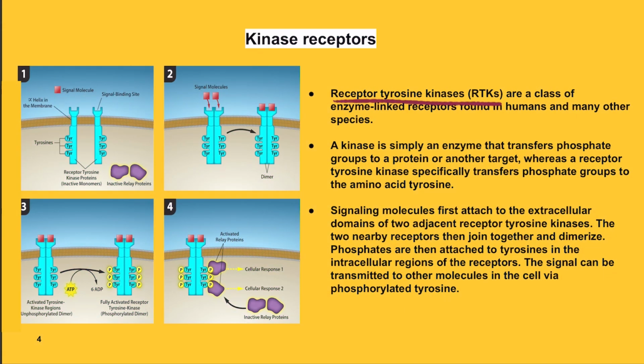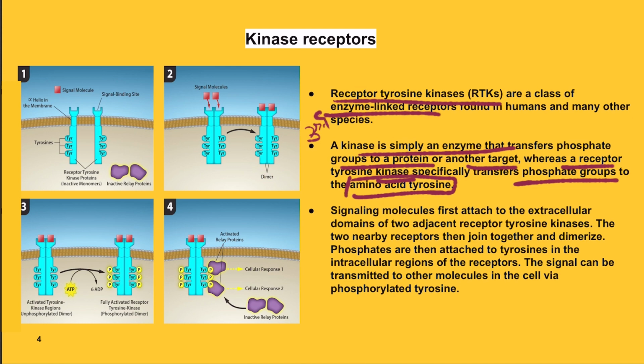Let's take a look at the next kind of receptors, called the kinase receptors. Receptor tyrosine kinases are a class of enzyme-linked receptors, which are the third type of receptor found in humans and many other species. What is a kinase? A kinase is an enzyme that transfers phosphate groups to a protein or another target, whereas a receptor tyrosine kinase specifically transfers phosphate groups to the amino acid tyrosine.